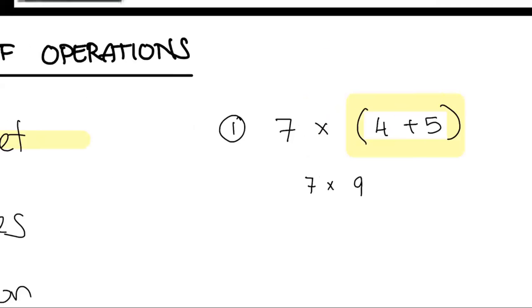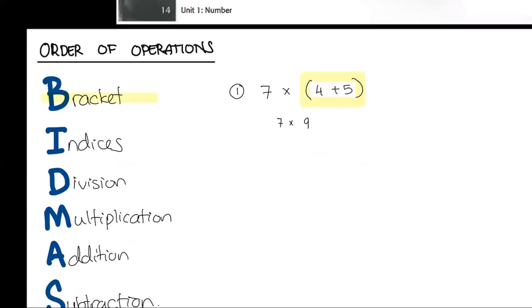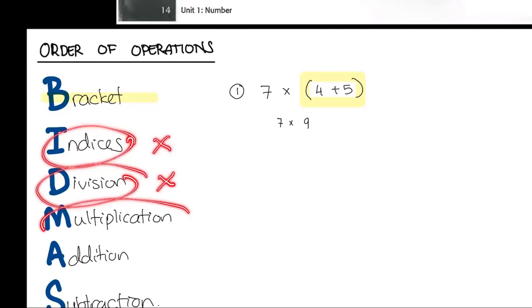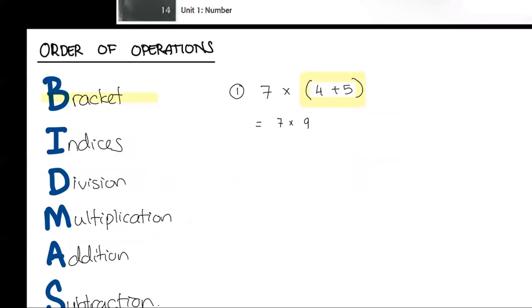And then we check. Do we have any indices here? No. Do we have any division here? No. Then we go to the next one, multiplication. Yes. So we solve the multiplication. 7 times 5, we get 35. All right, cool. This is one of the ways.